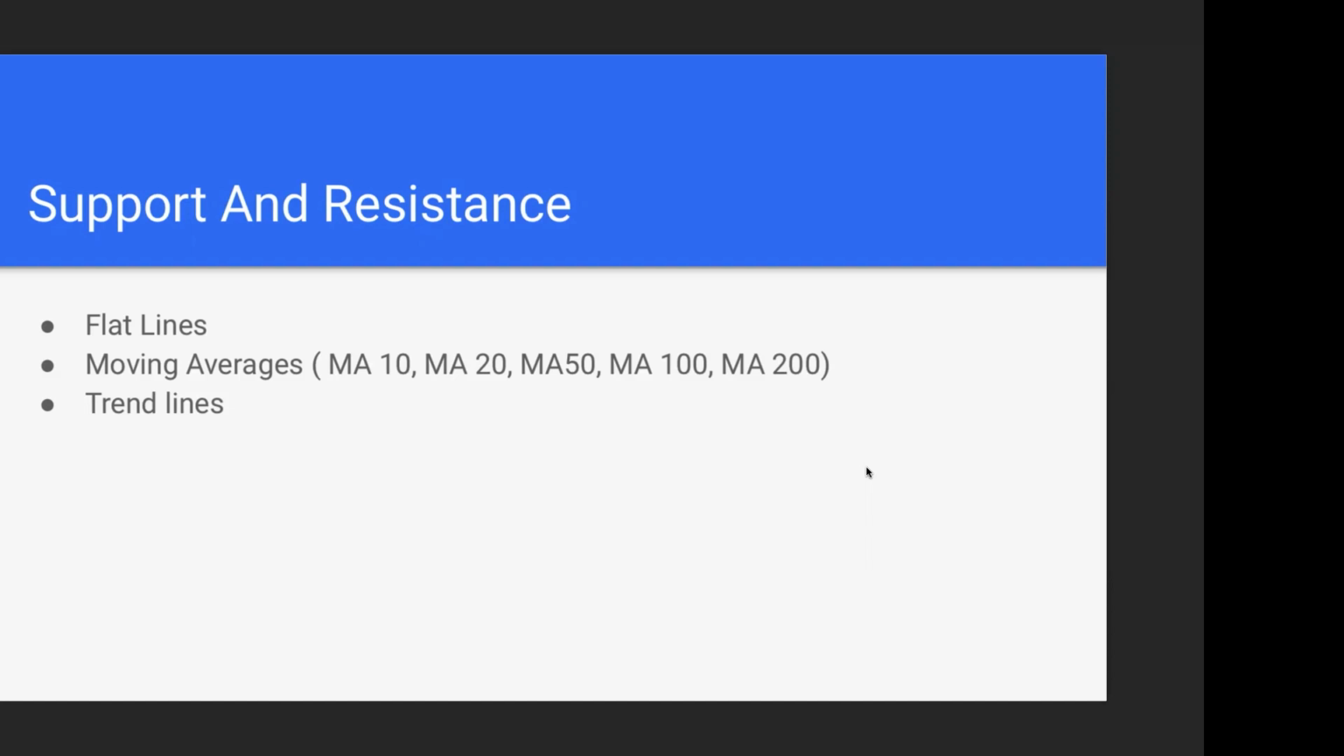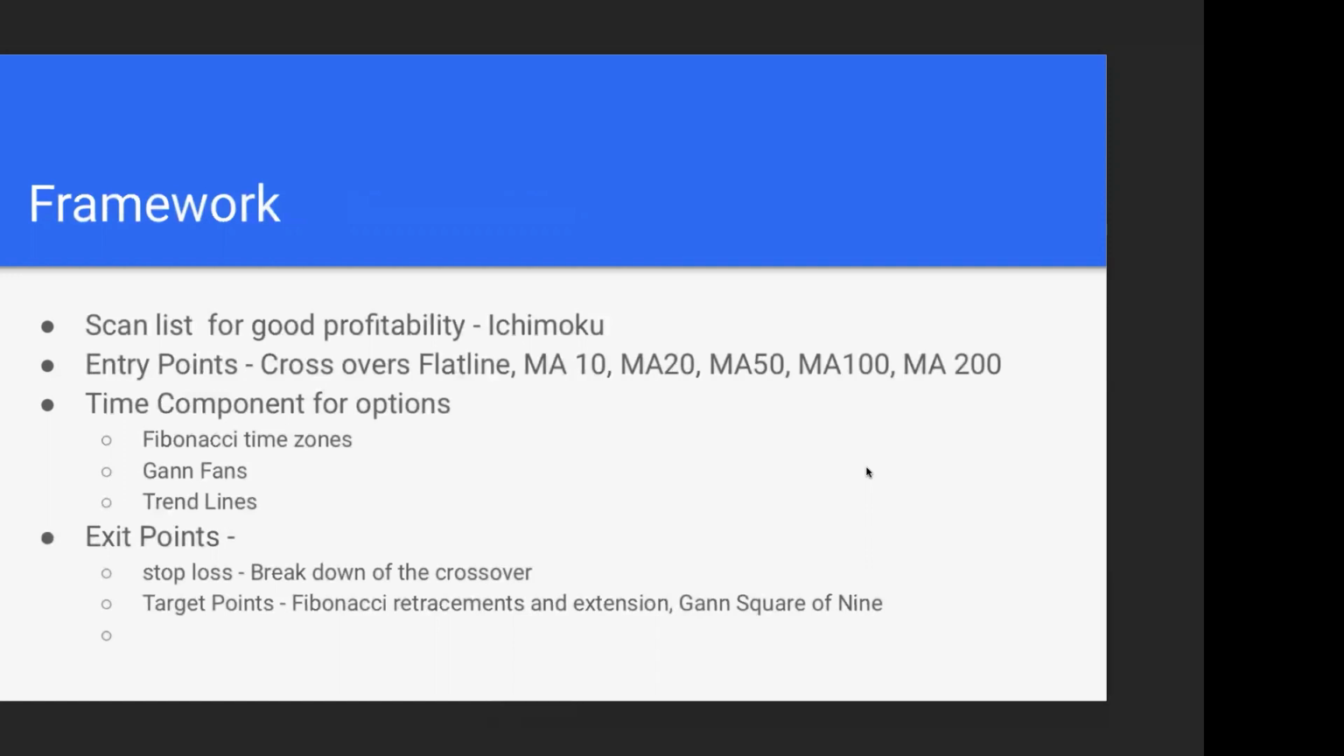Now, next I wanted to talk a little bit about the framework. As far as the framework is concerned, you want to be in alignment with the market. So you want to have a couple of things available for you. First of all, what are the stocks that I should enter? That is your scan list. How do you enter that?